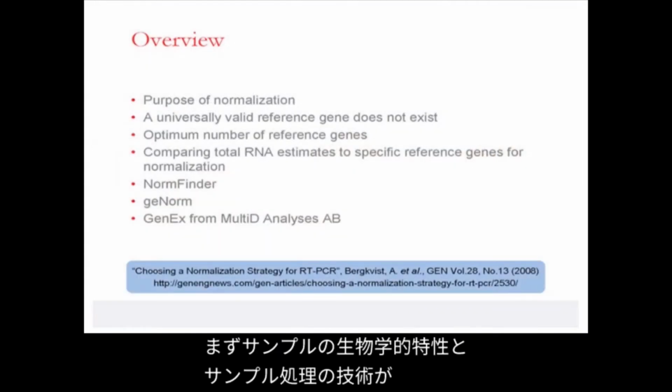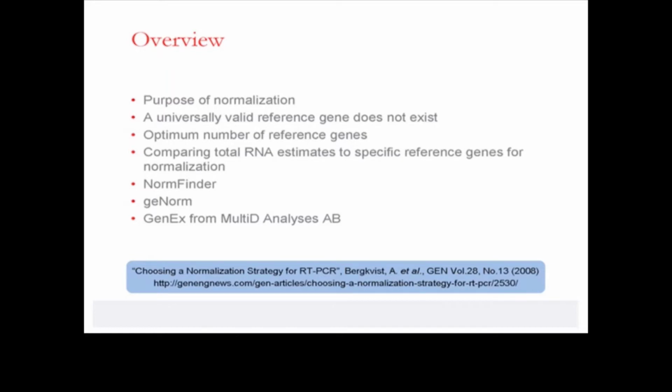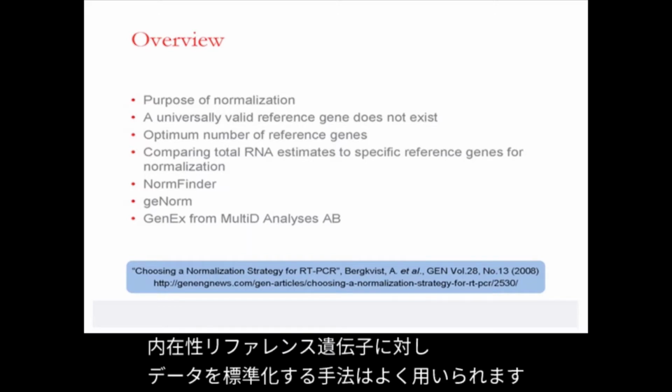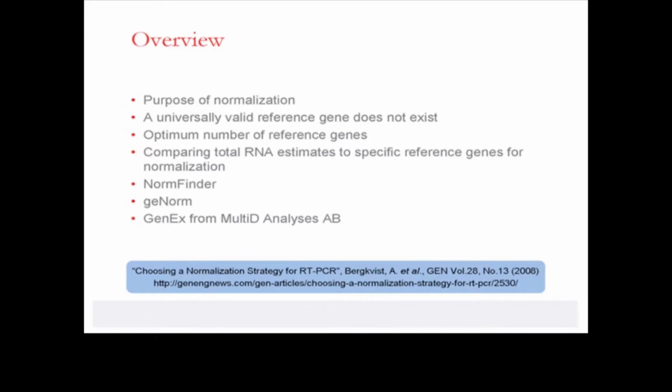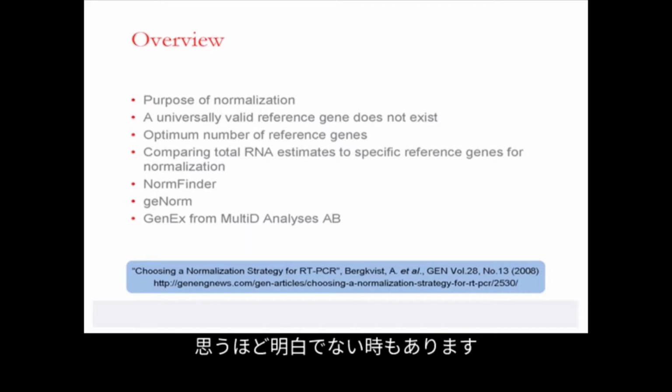To begin this presentation, we understand that unknown processes of the biology of our samples and technicalities of sample handling contribute to confounding variations in our experimental measurements. In order to minimize confounding variations, we aim to normalize data in various ways. An often used approach is to normalize data against an endogenous reference gene. Throughout this presentation, we will see that the purpose of normalization may benefit from some consideration, and it may not be as obvious as one might think.